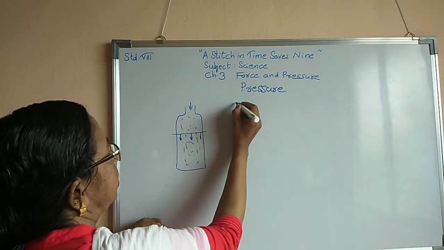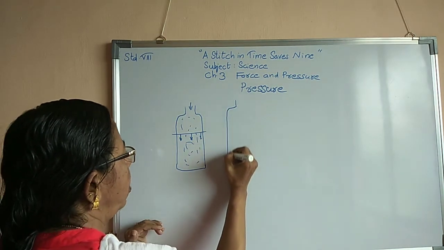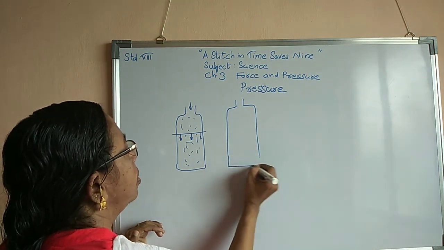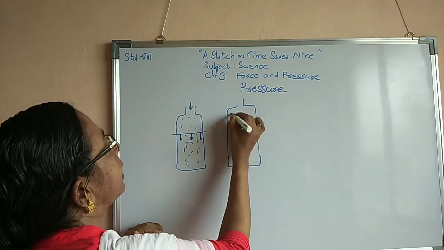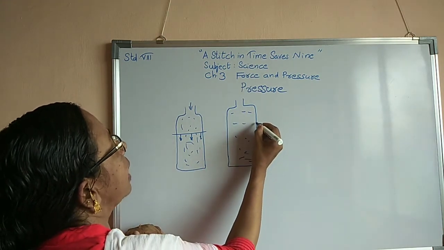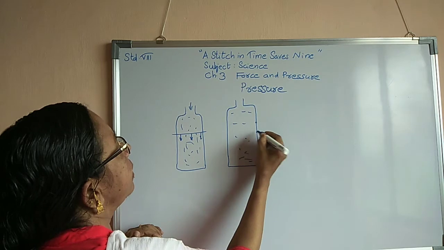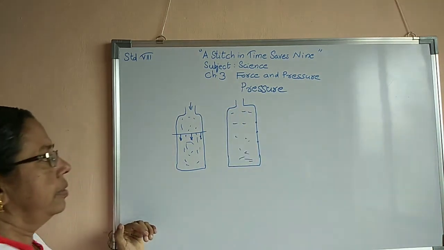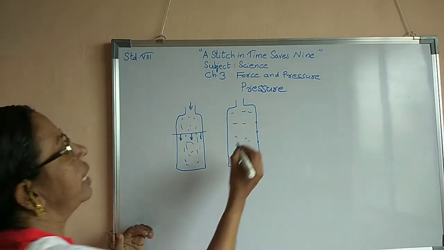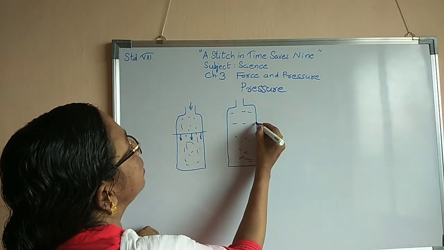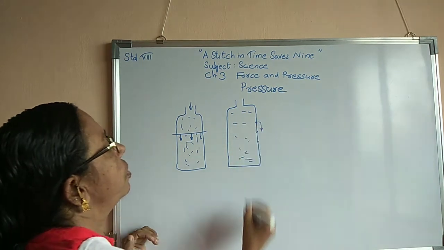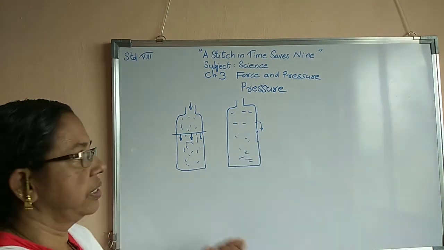Now, another example. Again, I am making holes, taking one more bottle, again full of water. Now, I am making holes at different places, at different heights. You can find that this is the top part. From here, water will come down with less force.